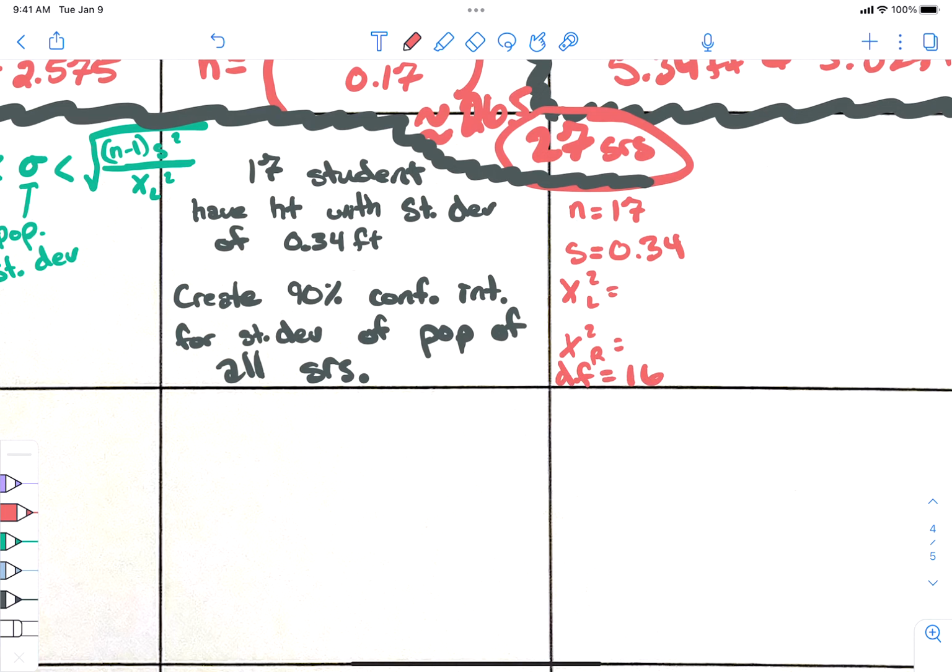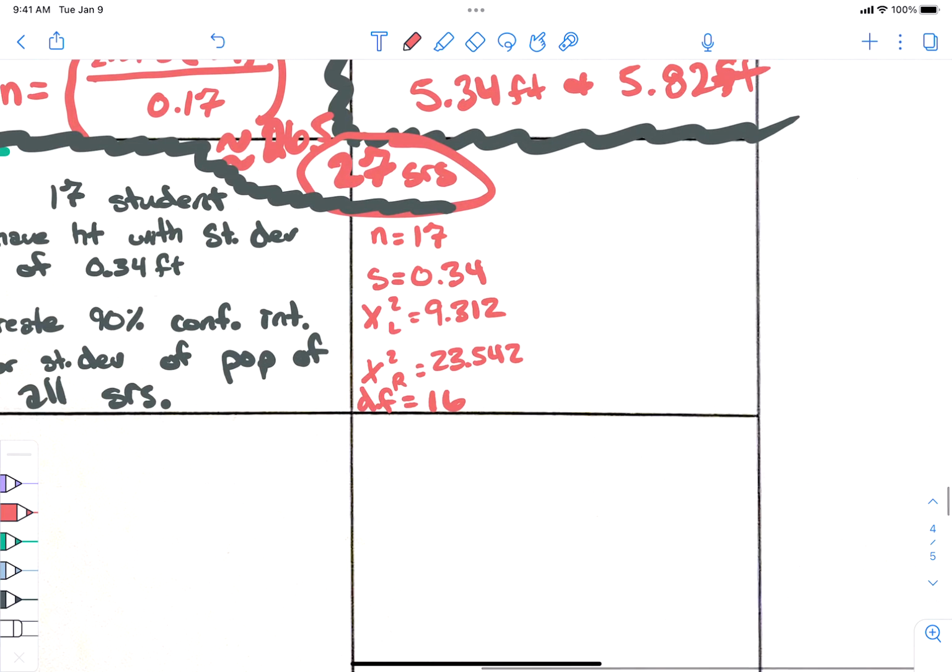And then go to 90%, and you should have 2 numbers. 90% is the middle one, right? That's kind of nice. 9.312, okay, is the left. 23.542. Perfect. All right, so there's that, okay? Any questions as to where we get these numbers from? Make sure you know so that when you have to do it on the review and on the test, you know what you're doing, okay?